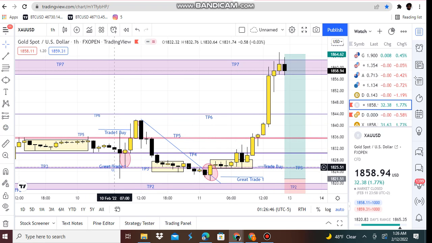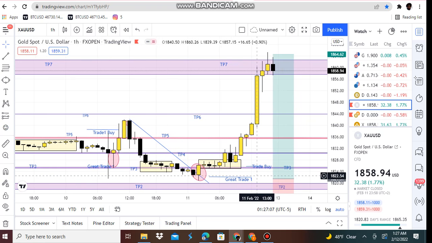Price makes a higher low, then makes a higher high from great trade one and trade buy one, then makes a higher low, retraces back down, gives us some type of candlestick pattern, some bullish engulfing pattern, and then heads back all the way up to take profit 7. And we have to wait and be patient. Stick to our trading strategy. Wait for price to make a higher low. If we just stuck to our trading strategy, the trading strategy works.